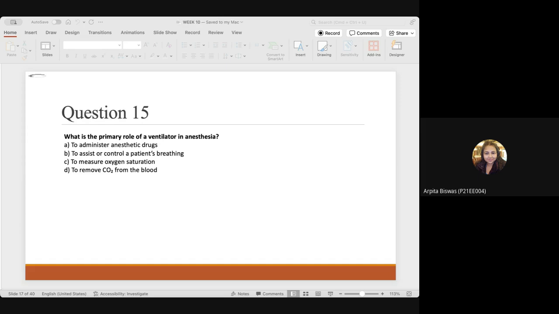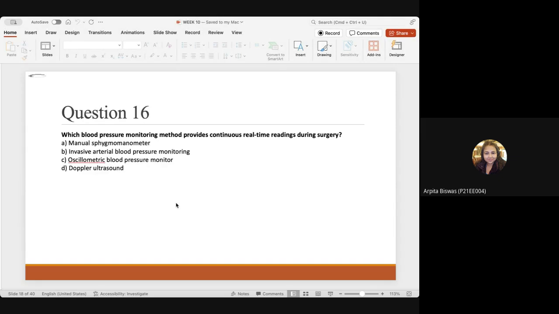So the right option is option B, to assist or control the patient's breathing. Okay. Next move toward question number 16. Which blood pressure monitoring method provides continuous real-time reading during surgery?